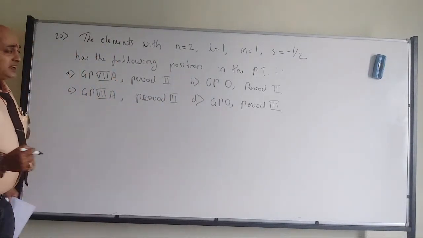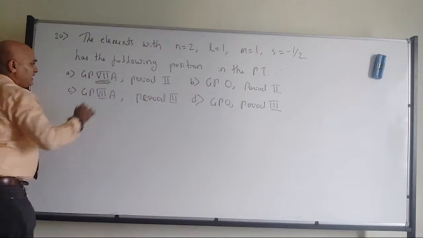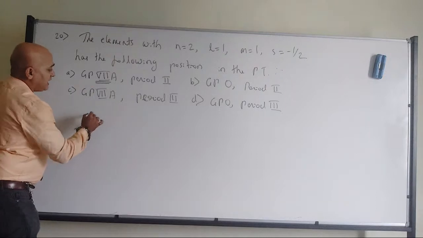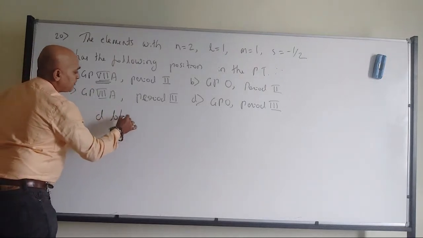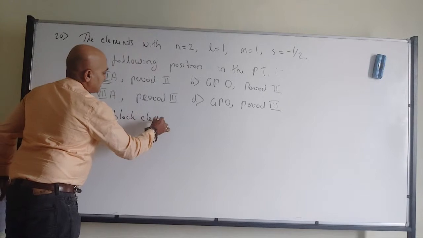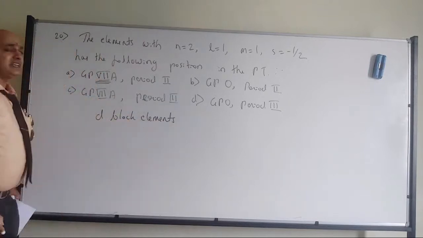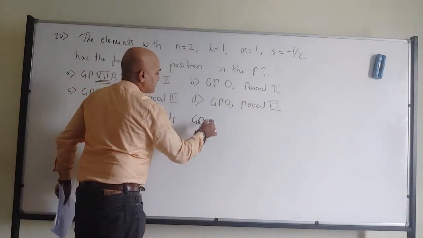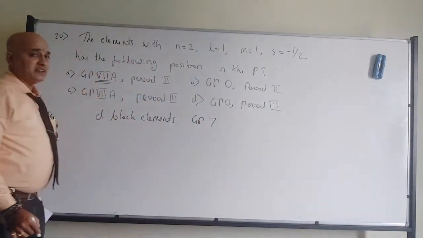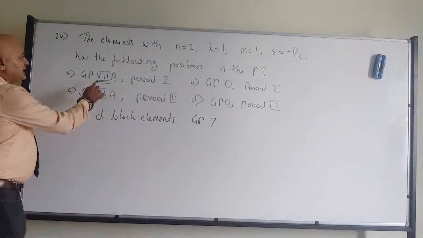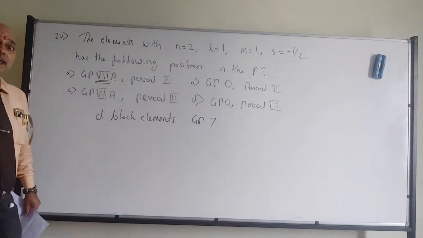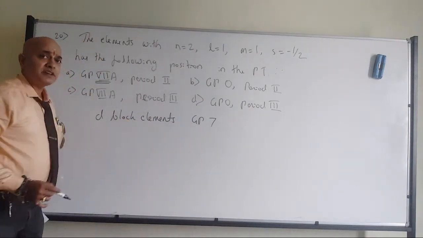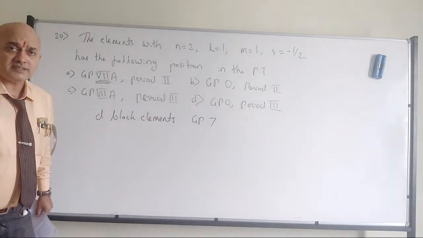Now we will make it very clear. When I am talking about option A, 7A, I am dealing with the d block elements, because 7A in the modern periodic table, at present, is mentioned as 7 with integers. Here it is Roman numeral 7A, the older method. So 7A means group 7, and group 7 belongs to transition metals, that is d block.